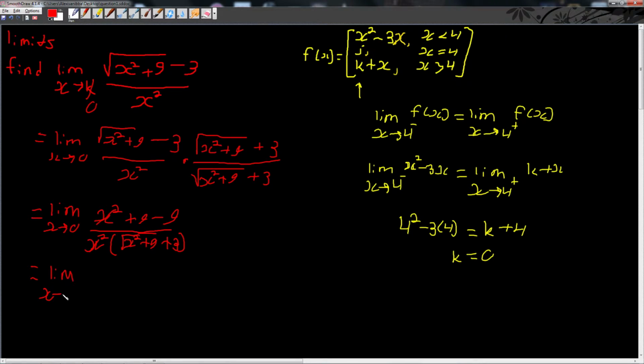the limit of x approaching 0 of x squared plus 9 minus 9 over x squared times square root of x squared plus 9 plus 3, which reduces to 1 over square root of x squared plus 9 plus 3. Now, in this scenario, there's nothing stopping us from plugging in this 0 into this equation. And once we plug it in and simplify down the whole equation, our limit as x approaches 0, or k, is 1 over 6.